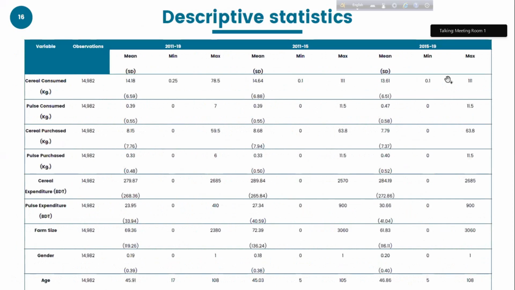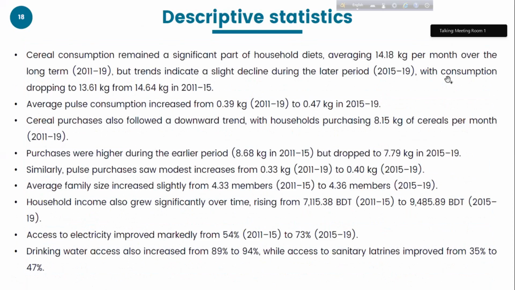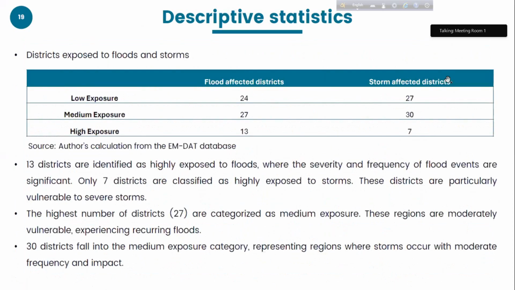These are some of the descriptive statistics I found. I will not go through all of them, but I want to mention that from the Emergency Events Database, the highly exposed flood-affected districts were 13 from 2000 to 2022, and storm-affected were 7, which are basically cyclones usually. The medium exposure was 27 flood-affected districts, and 30 in total incorporated medium and high exposure districts for this study.